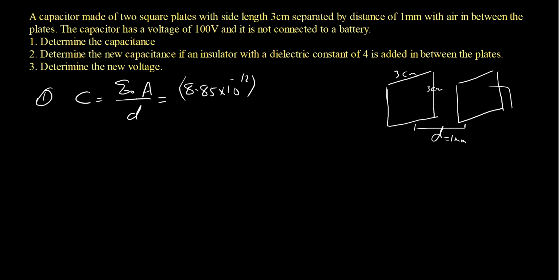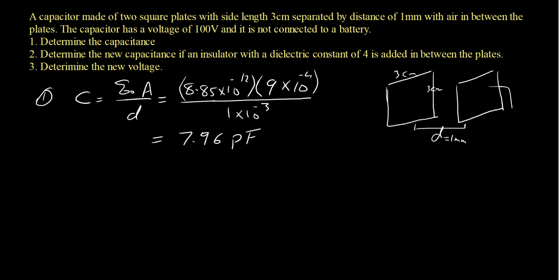Now the area, well, it's a square. You know that for a square, we multiply the sides. And remember to convert, that will make it 9 times 10 to the power minus 4. And you divide it by the distance, which is 1 times 10 to the power minus 3. That will give us 7.96 picofarad, and the pico is 10 to the power minus 12.